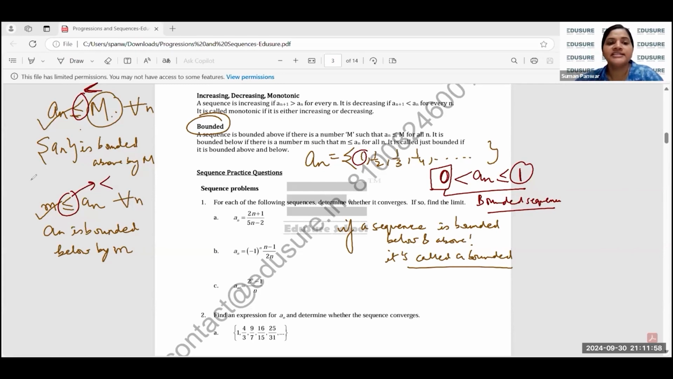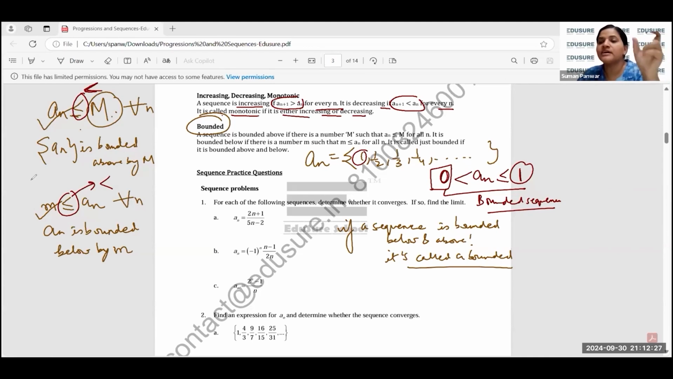Then we have increasing sequence, decreasing sequence. What does an increasing sequence mean? Take it in real life: as n is increasing, an is increasing. That is what an increasing sequence means. So that is what they have told you. A sequence is increasing if an plus 1 is greater than an for every n, and decreasing if an plus 1 is less than an for all n. It is called monotonic if it is either increasing or decreasing.